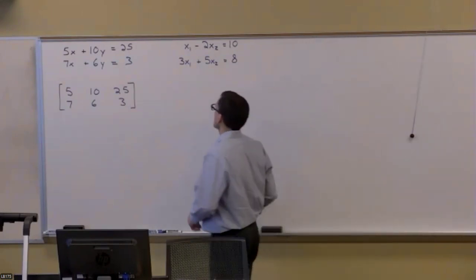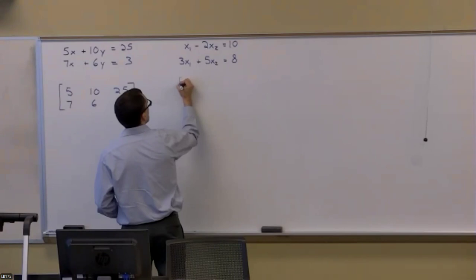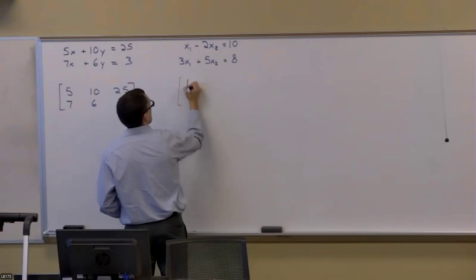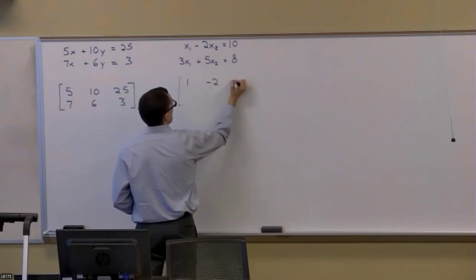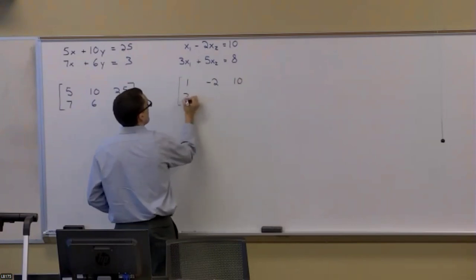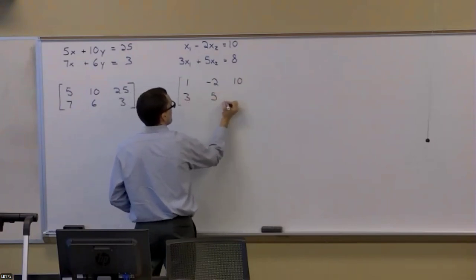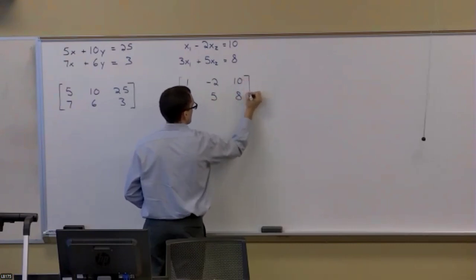If I'm doing an augmented matrix, row 1 is going to be 1, -2, 10. Row 2 is going to be 3, 5, 8.